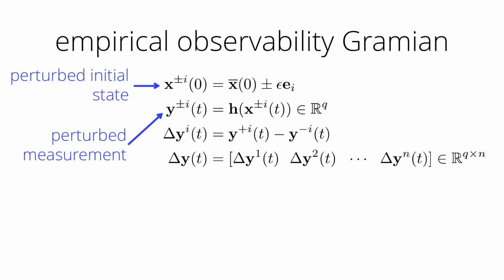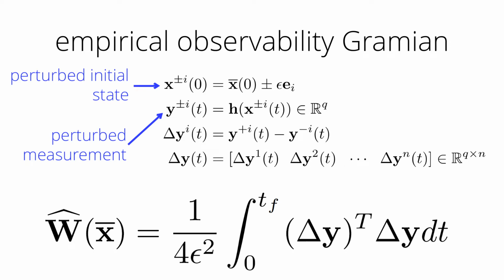To calculate the empirical observability gradient, we start with an initial nominal state. We then perturb that state in both the positive and negative directions for each element of the state vector. We integrate each of those initial conditions, run each of those trajectories through the measurement function, and then form this matrix delta y, which is found by taking the difference of the corresponding positive and negative measurements. And then we write the empirical observability gradient W hat as this integral. So the main point here is that the empirical observability gradient is a numerical approximation of the observability gradient, and that's what we'll use to analyze this problem.